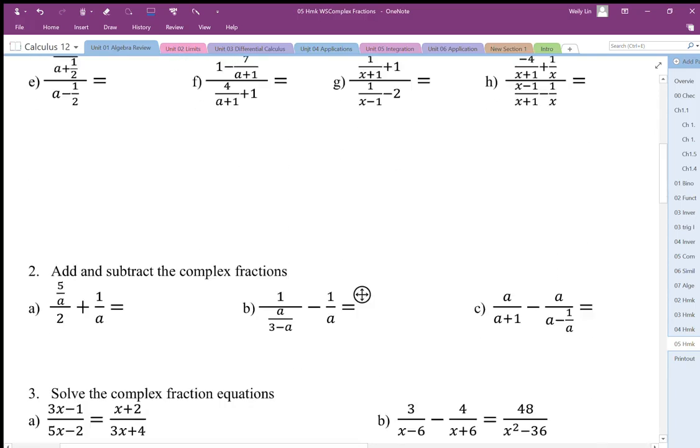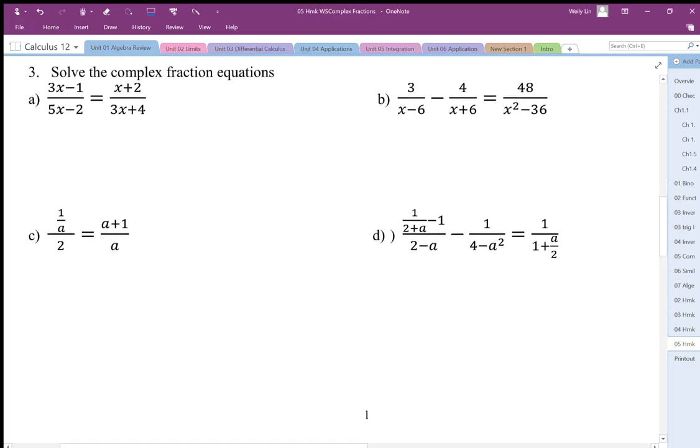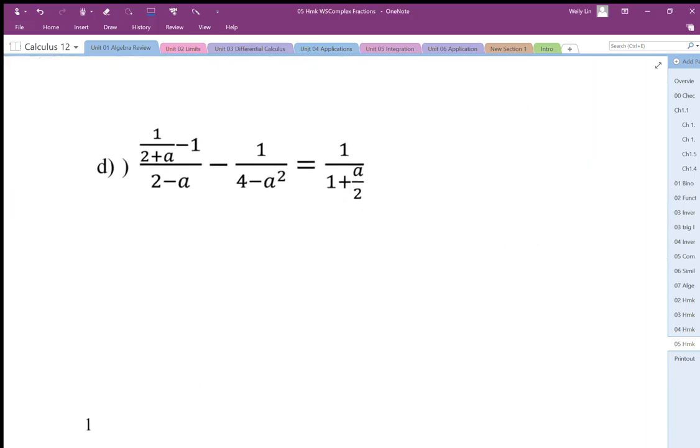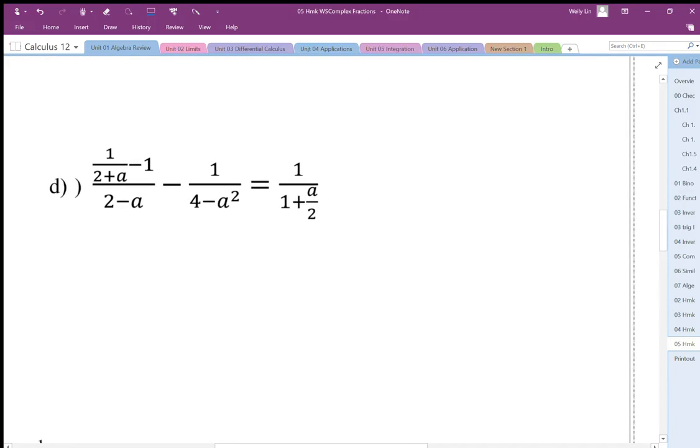And we're going to look at question number 2D, which is solve the complex fraction equation. So we're going to solve this equation for the variable a. Now to do this, before we do anything, we really should state restrictions.